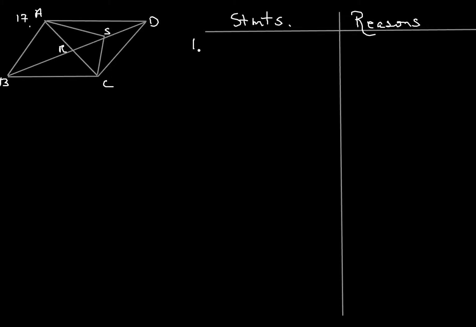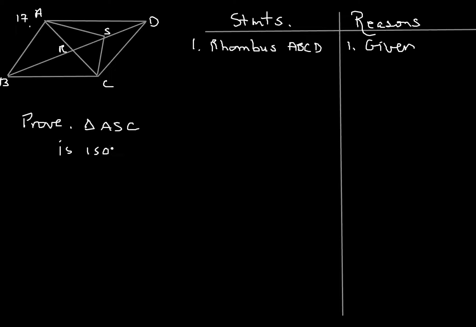All right, for this one, 17, we're given a rhombus this time. So you have to know the properties of the rhombuses and rectangles, parallelograms, trapezoids. Okay, this is given, and that is all. So we have to prove that triangle ASC is isosceles. So to prove ASC is isosceles, what we basically want to prove is that if it's isosceles, then this is going to have to equal this. All right, that's what we're trying to get to.